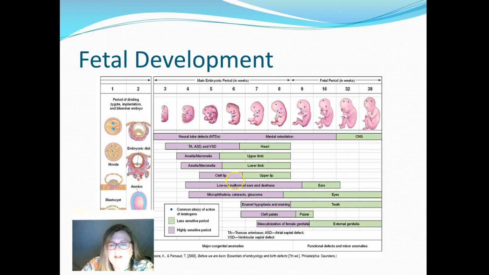We see heart, limb, lung, upper lip. Most of these really peak before 8 weeks, but then we can see ears, eyes, teeth, palate, and external genitalia. If there is exposure to teratogens later in the pregnancy, they could still have congenital malformations.